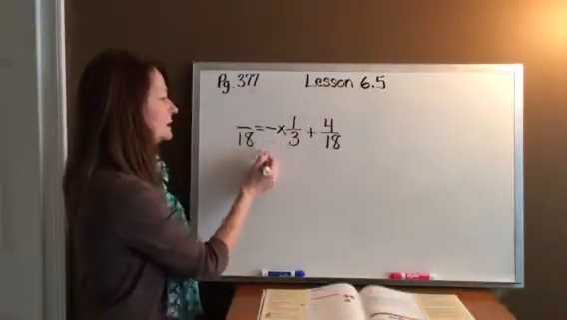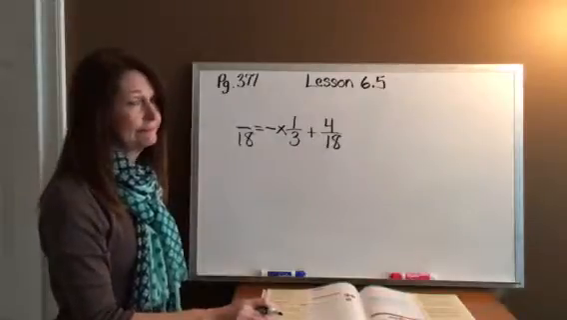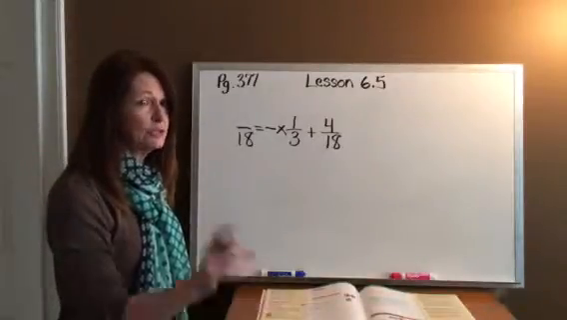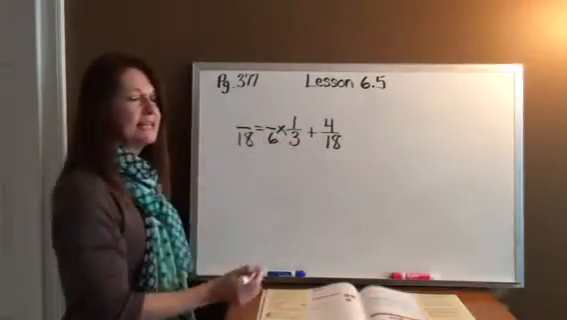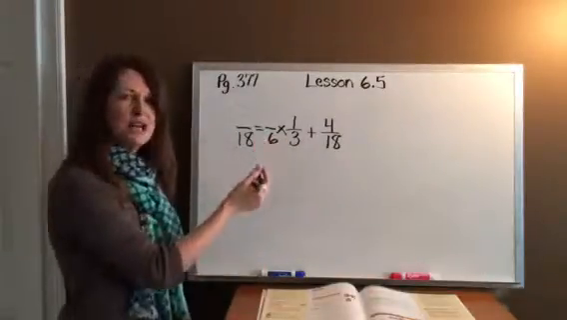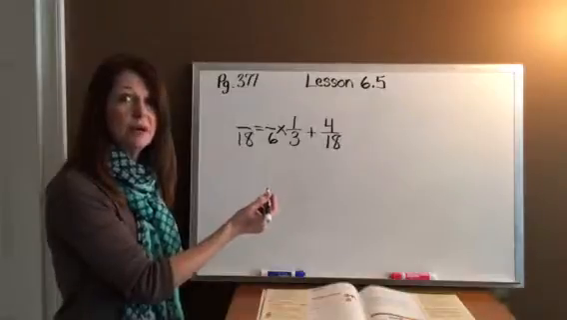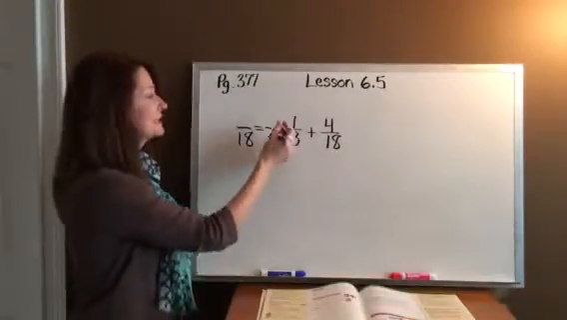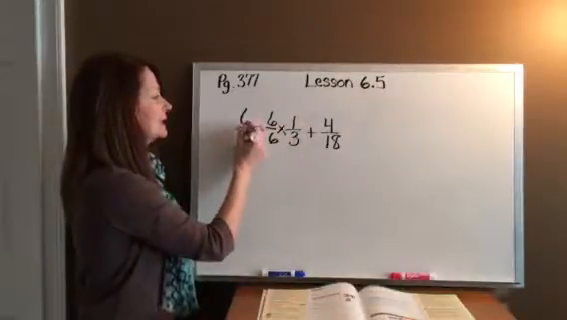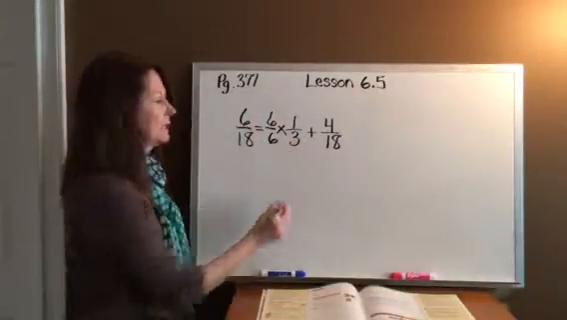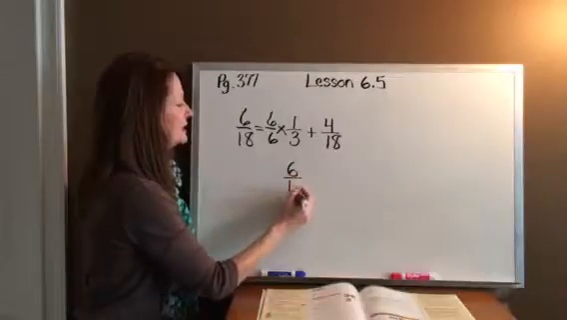3 times what is 18? There is a fast fact that you should know. It's 6. All right, 3 times 6 is 18. What do I do to the top? Whatever I did to the bottom. So 3 times 6 and 1 times 6. There you go. So 1 times 6 is 6. My new problem is 6 over 18.